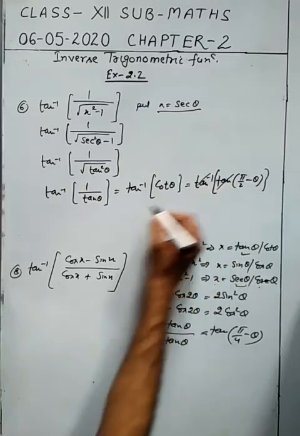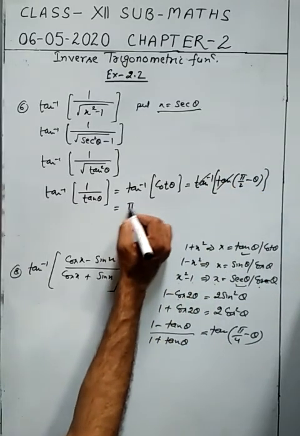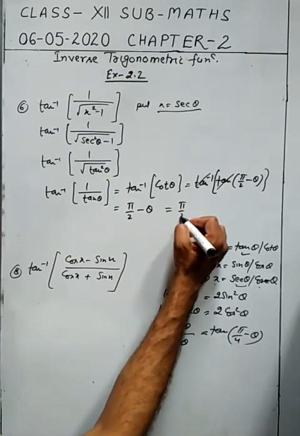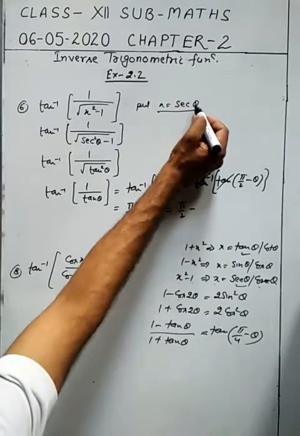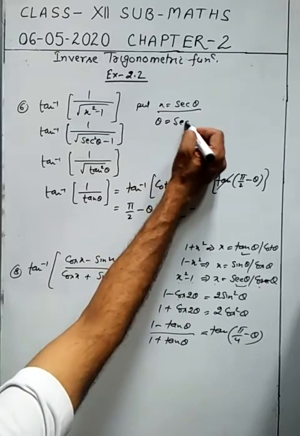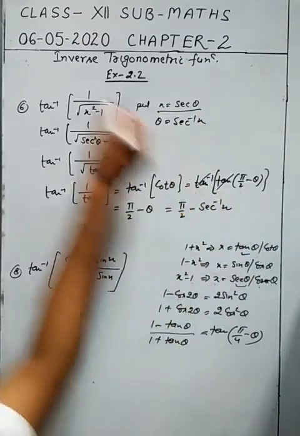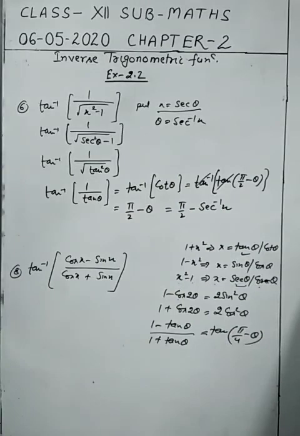Now tan cancels with tan inverse. You are left with pi by 2 minus theta. This is pi by 2 minus theta. Theta will be sec inverse x. So pi by 2 minus sec inverse x. This is the simplified form of question number 6.